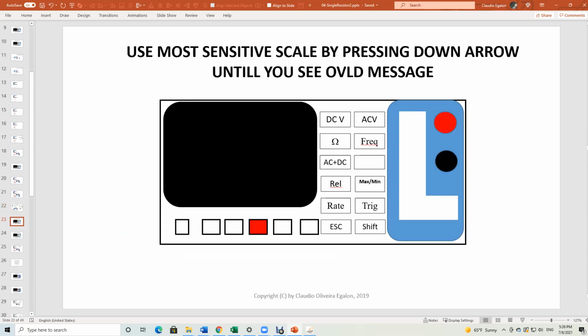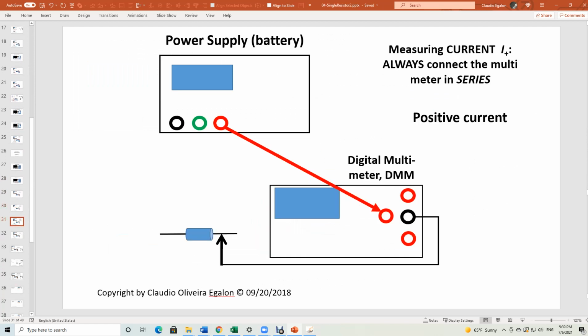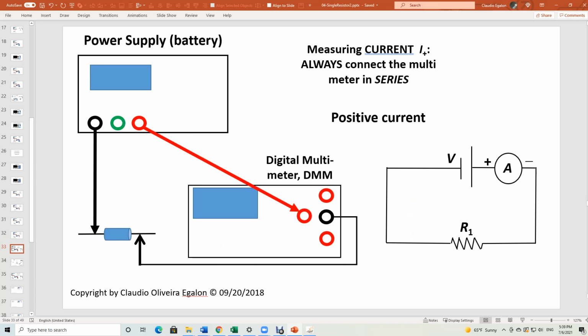No, not this one, sorry. This one is a voltmeter. Let's see here. Yeah, it looks more like that. Okay? Here is my multimeter. That looks different, but it's the same thing. And in a circuit-wise way, you put the ammeter like that.